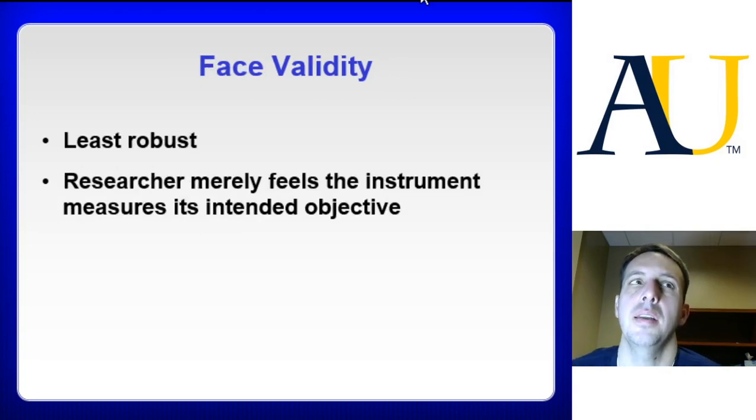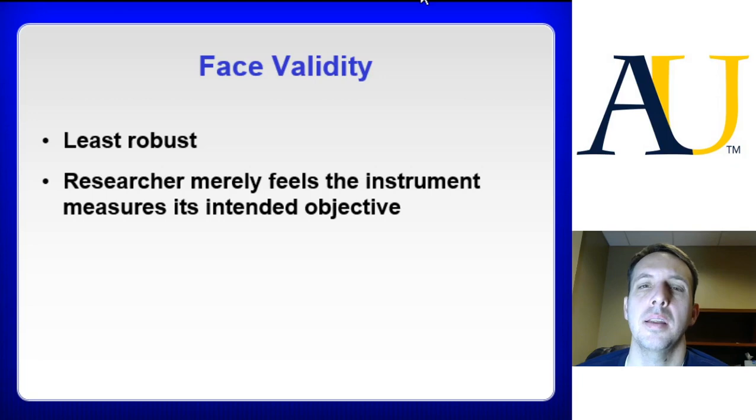So face validity is the least robust. Basically, face validity is based off of the knowledge and expertise of the researcher. It's simply that the researcher believes that the instrument measures the intended objective. Now, sometimes this can be appropriate in situations where we have a pretty decent idea of what's going on anyway, and so we don't truly need more robust validity testing.